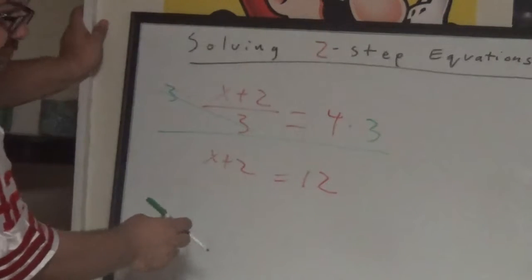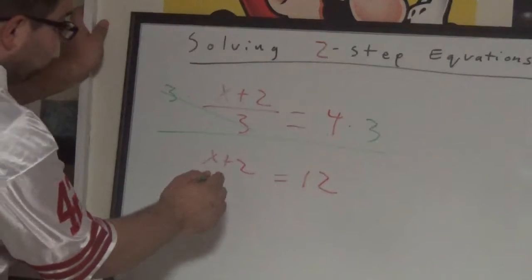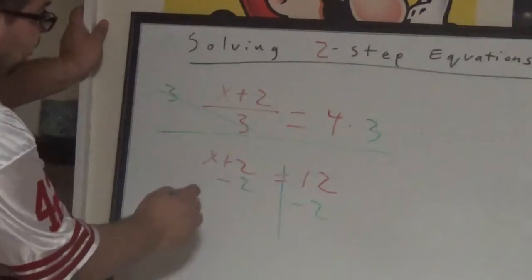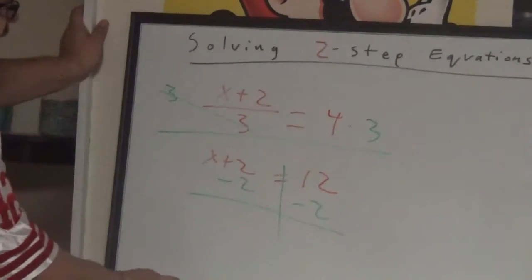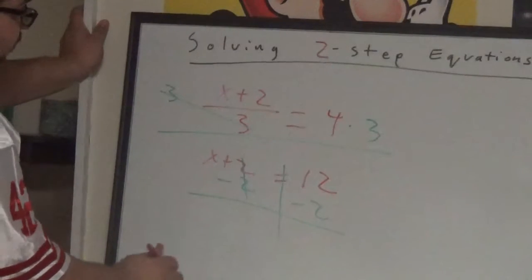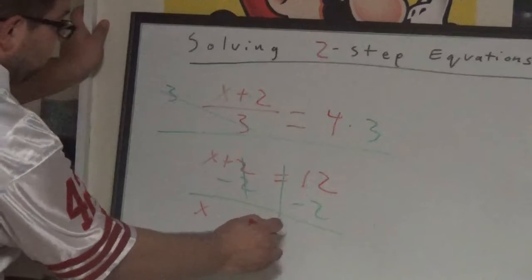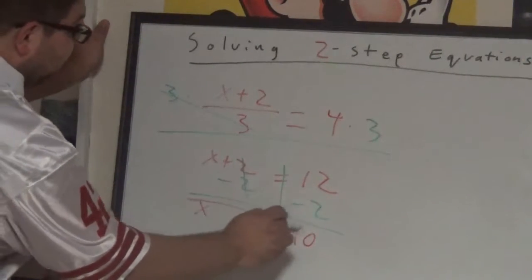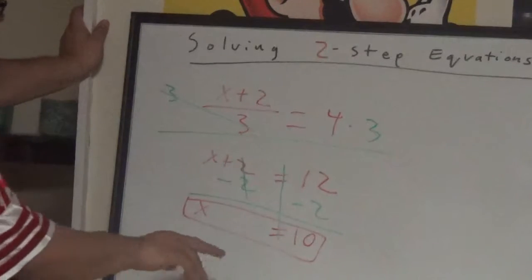Plus 2, what's the opposite, or the inverse, of plus 2? It, of course, is minus 2. And this cancels. And we have x equals 12 minus 2, which is 10. We have x equals 10.